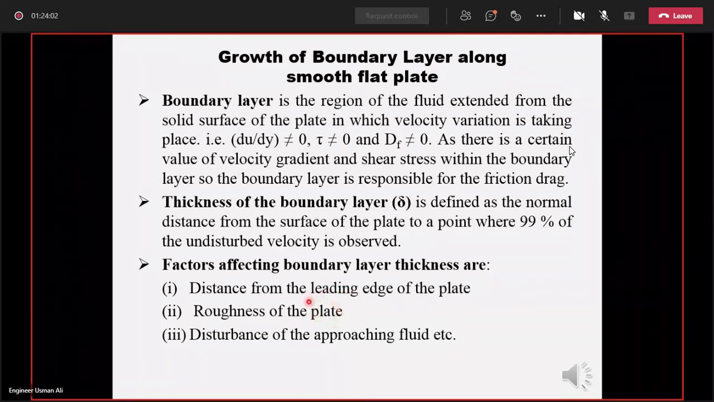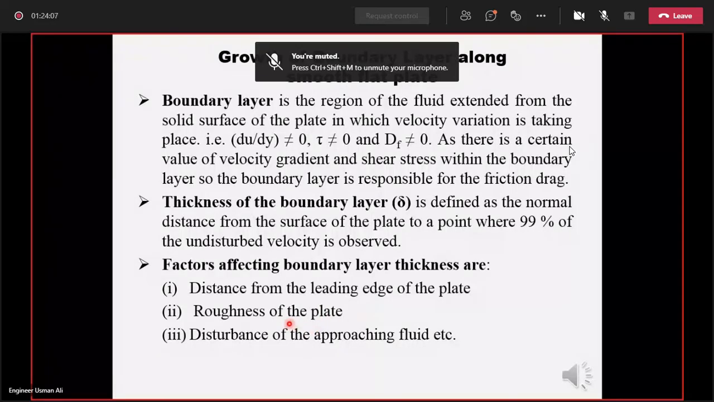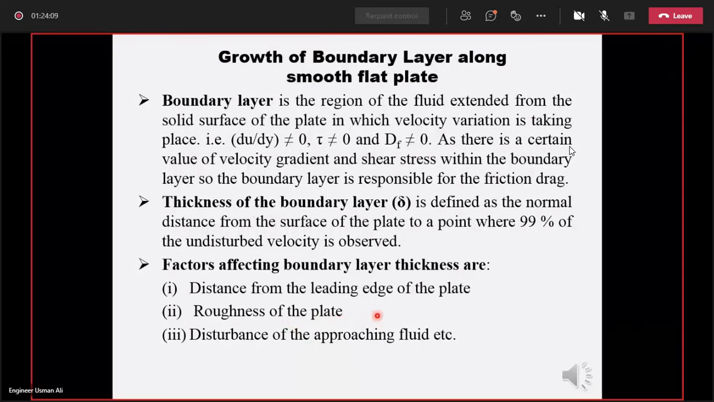So we have the laminar boundary layer in laminar flow, we have the turbulent boundary layer in turbulent flow, and we have the transition boundary layer where both laminar and turbulent exist. So remember this, in case of turbulent boundary layer, thickness is more as compared to laminar boundary layer. So that's why when there is roughness of the plate, the boundary layer will tend to change from laminar to turbulent, and that will make the thickness more. Then disturbance of the approaching fluid. Again the same reason, when the approaching fluid is disturbed, it means the type of boundary layer will be turbulent boundary layer.